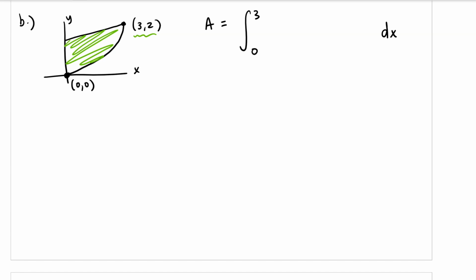And if you remember from the section on area between curves, it's the upper curve minus the lower curve. So in this case, the upper curve is the linear one, which was 1/3 x plus 1, and then minus the lower curve, which is 2/9 x squared.